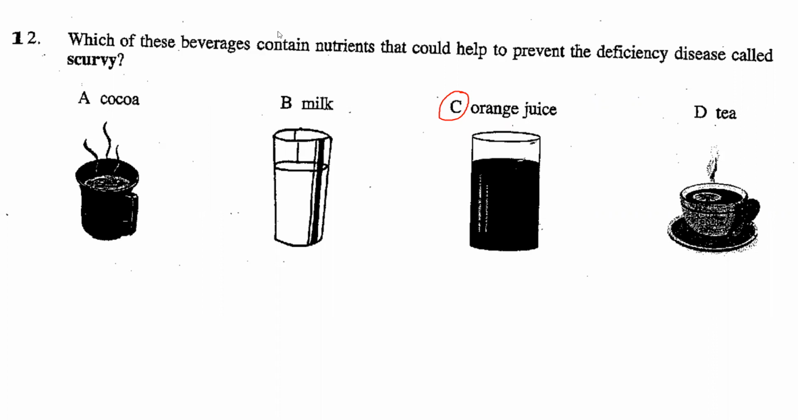All right, so please write this down and also write down the options and the correct answer for me, please. I'll be asking for the notes after class, so make sure you write this down properly so that you can understand. This is the first one that you're writing now, not the only one. So it says, which of these beverages could help to prevent the deficiency disease called scurvy? The correct answer is definitely C, orange juice.